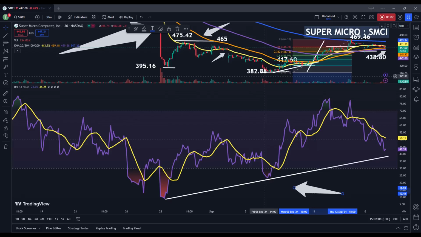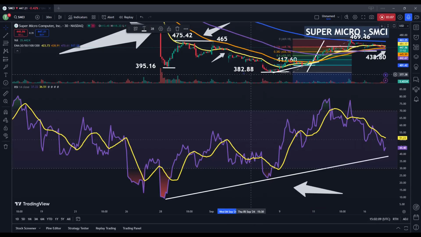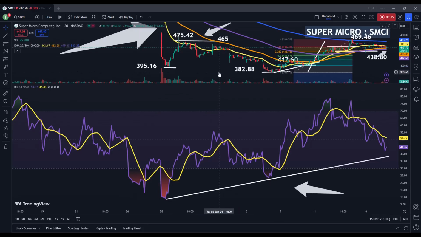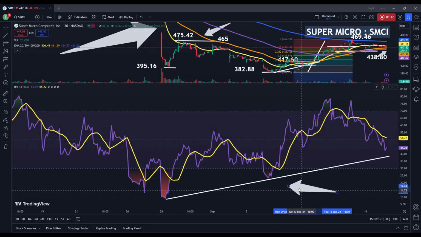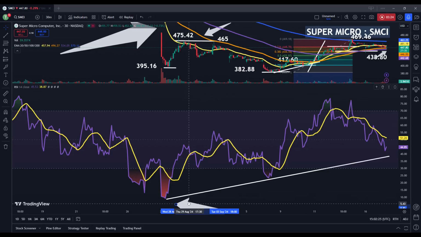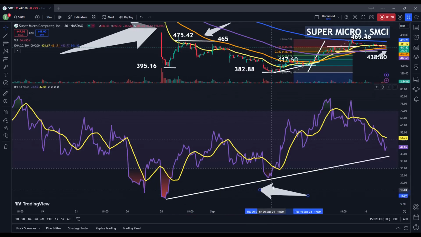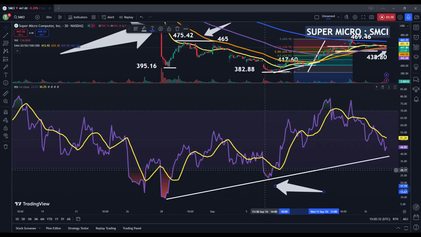In addition to that, when we did see this further price decline into 382.88, obviously this is a lower low relative to 395. But what we did not see here was a confirmed reading in the indicator itself. So what you'll see here is the indicator reading was actually posting a higher low relative to that 395 low. So share prices lower low, indicator reading higher low. So when you see differences like that, this is what's referred to as a bullish divergence.